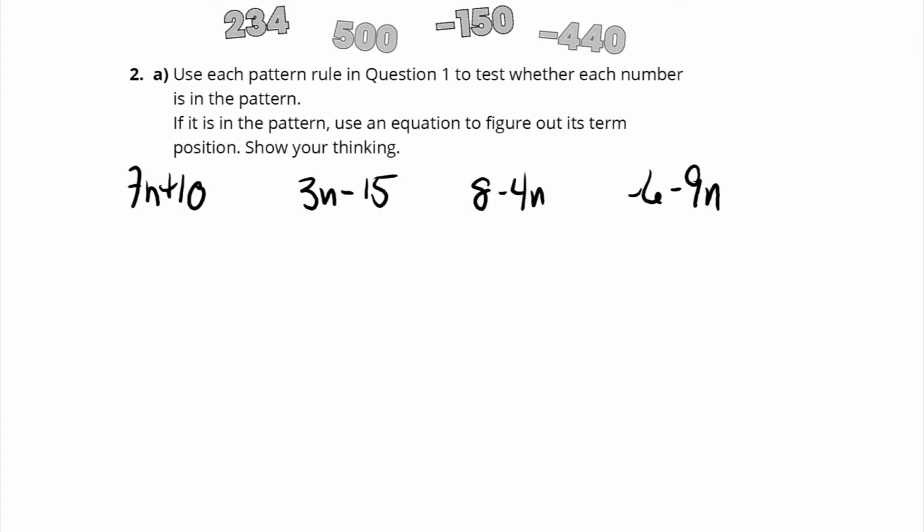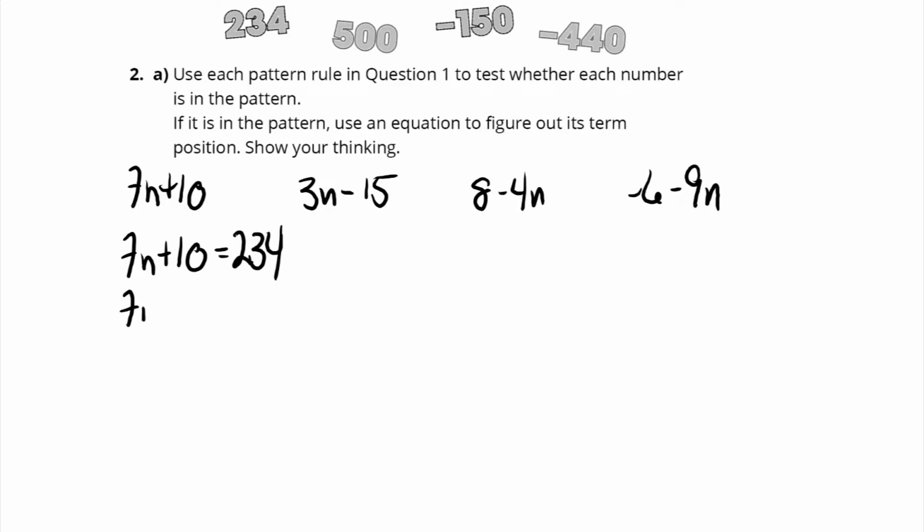So for this we're going to be using some of our algebra, because what we're saying, supposing we start with number 234, we're saying that 7n plus 10 would be equal to 234 for some value of n, which we don't know yet. So that equation has to be true, and n has to be a whole number. It can't be a decimal or a fraction.